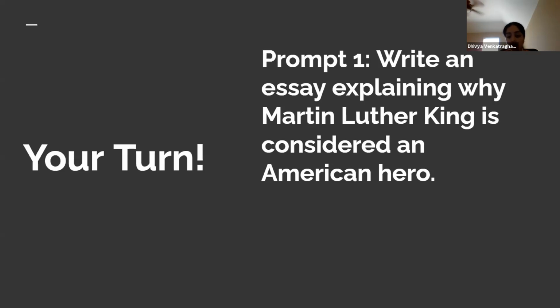I wrote, "Throughout the course of its history," I used the America hook. "America has been changed by many heroes. During times of injustice and discrimination were when many heroes arose. Martin Luther King is considered an American hero because he was both selfless and nonviolent." So I have, during the times of injustice and discrimination, there were many heroes. So that's my bridge. And then my actual thesis is he's considered an American hero because he was selfless and his beliefs were nonviolent.